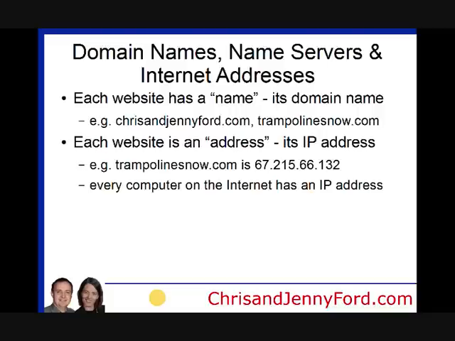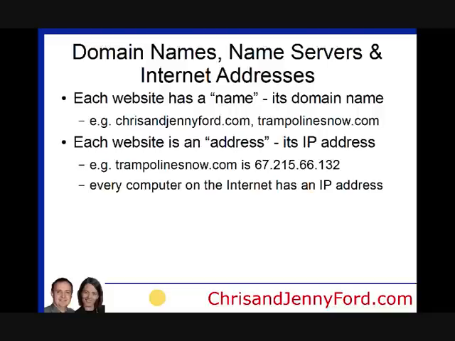And what they look like is a string of numbers. So for trampolinesnow.com, its IP address is 67.215.66.132. And all internet addresses look like that. There is a string of 4 numbers separated by dots, and each of the numbers will be between 0 and 255. You don't need to know why or how they're like that, but you'll recognize them when you see them. And every computer on the internet has an IP address like that.